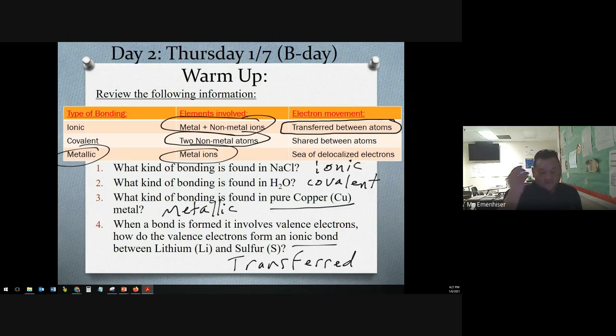All right, electrons are transferred between lithium and sulfur. So that means the lithium is hanging out with the sulfur. The lithium is going to give the sulfur one of its electrons. Lithium is going to form a +1, and sulfur is going to form a -2. You would have to have 2 lithium ions to balance the charge. We'll talk about that. So you would have Li2S, which is lithium sulfide. That's the compound that would form, Li2S. Okay, so there's our warm-up.